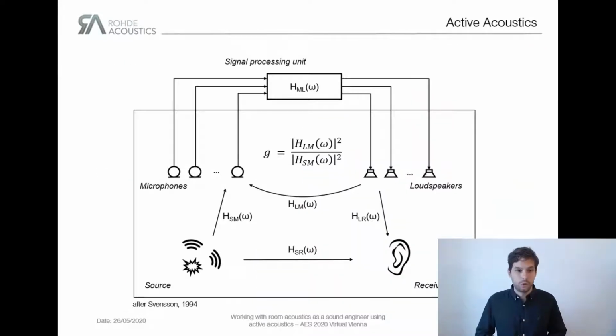An active acoustic system, just to give you a quick overview of the basic scheme of such a system for those who are not so familiar with that, consists of quite a number of microphones and a number of loudspeakers installed on the walls or the ceiling. And in between the microphones and the loudspeakers, there's a signal processing unit providing artificial reflections, so the reverberation in a room changes.